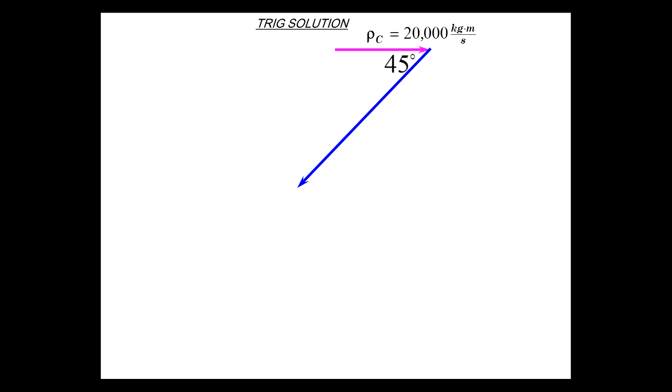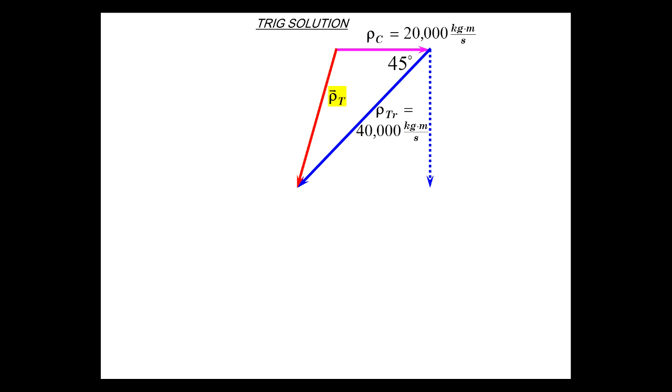And then added to that, we already know about the truck vector, which is 40,000 kilogram meters per second. All right, so there it is. And we know that the resultant is the combination of the two. So that's what we're trying to find. We're going to do it mathematically.